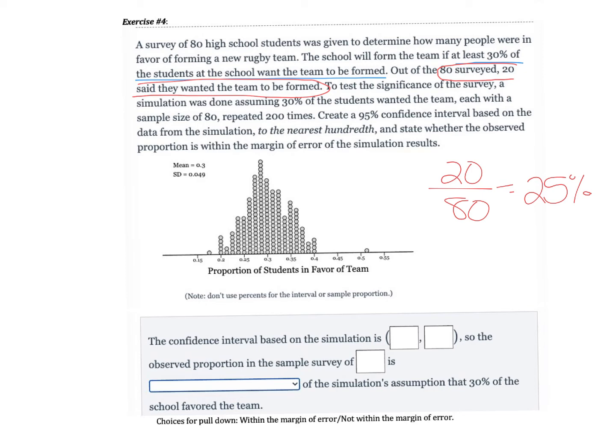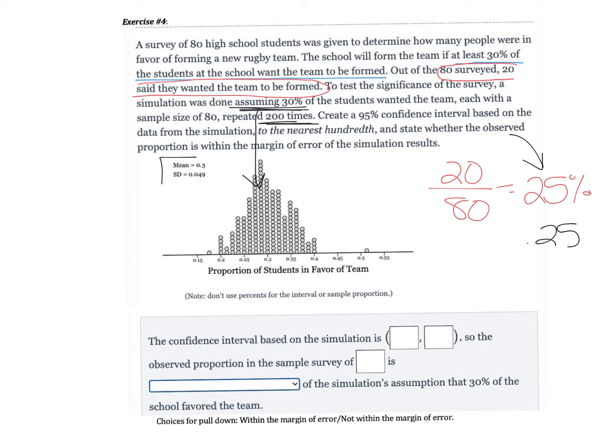Now they said to test the significance of the survey, a simulation was done assuming 30%. So this simulation is based on 30%. The sample size was 80. It was repeated 200 times. So we have 200 dots down here. We're going to create a 95% confidence interval based on the data from the simulation to the nearest hundredth and state whether the observed proportion, so the 0.25 or the 25%, which we should write as 0.25, is within the margin of error of the simulation results.